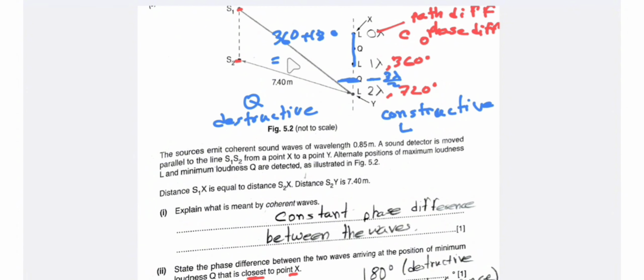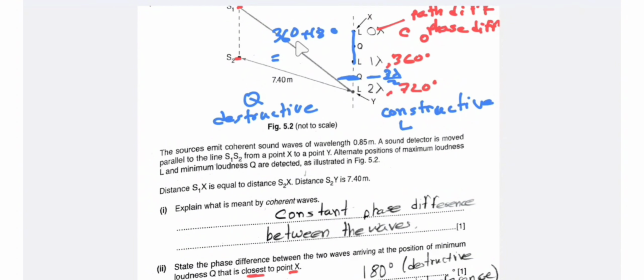So in total, what is the phase difference? It is 360 plus 180, that is 540 degrees. So from the central maximum, the central loud, to this quiet, it is 360 plus 180, that is 540 degrees. Now, what is our question?